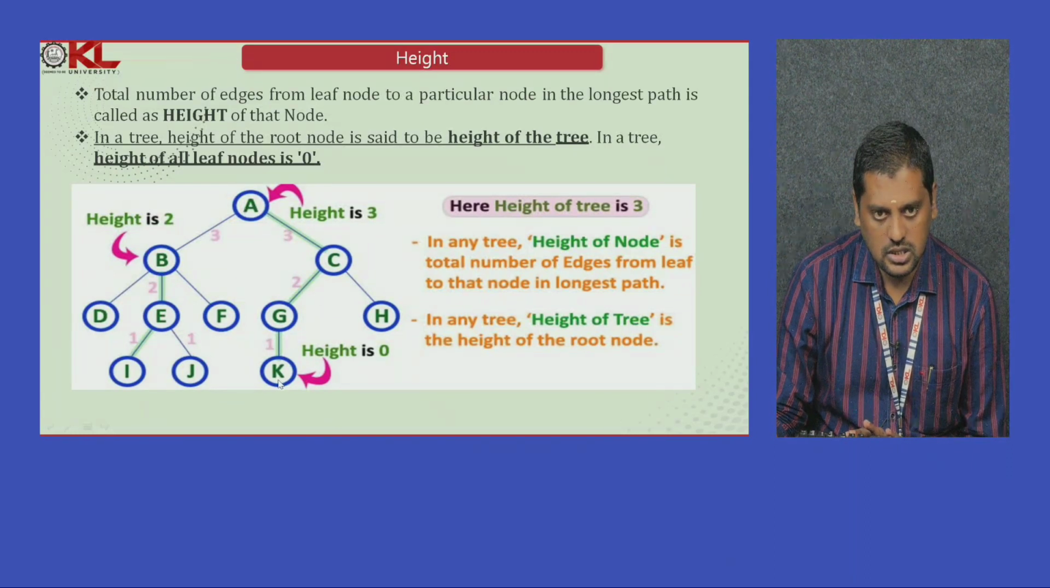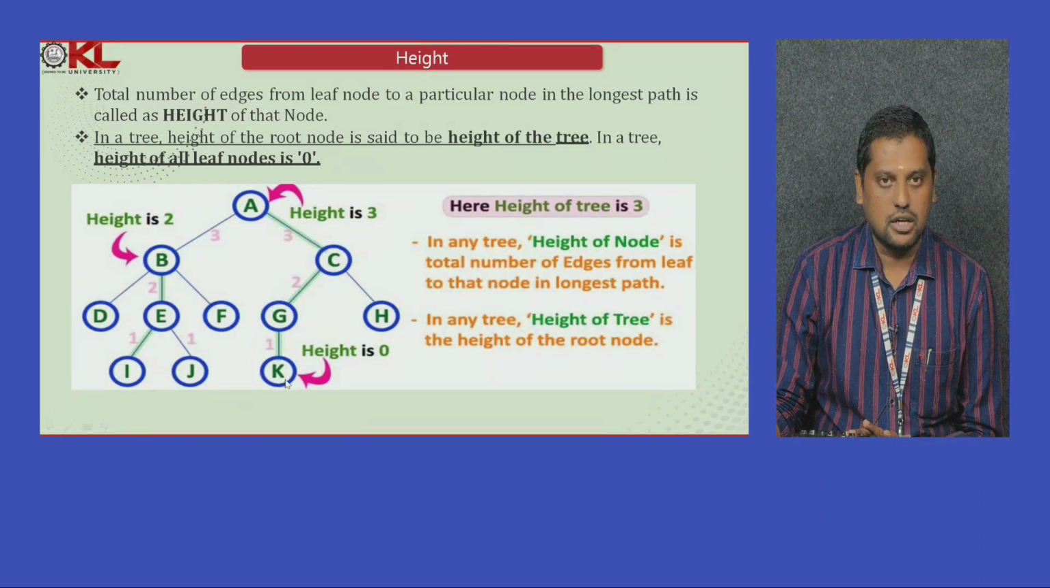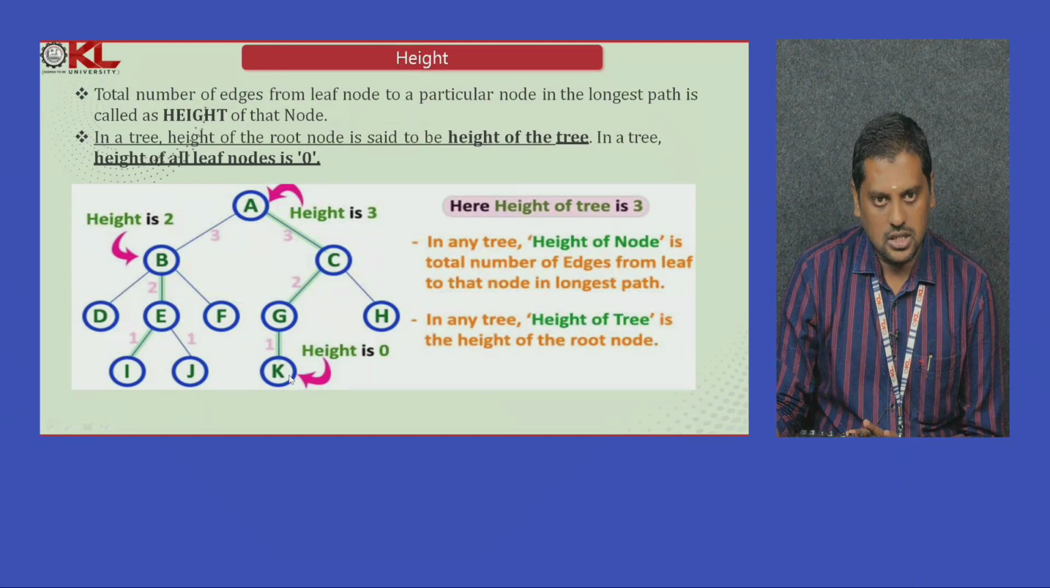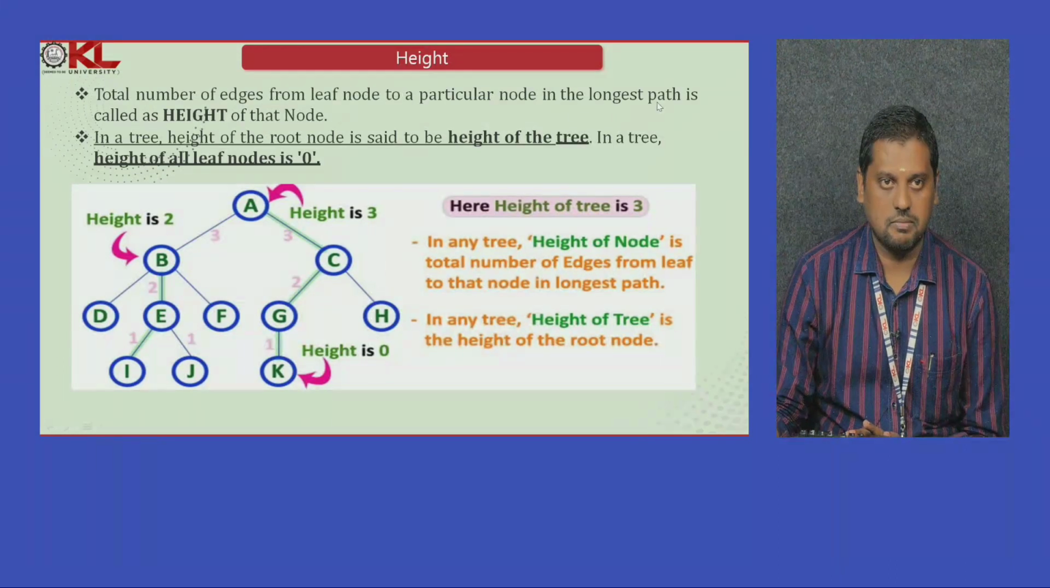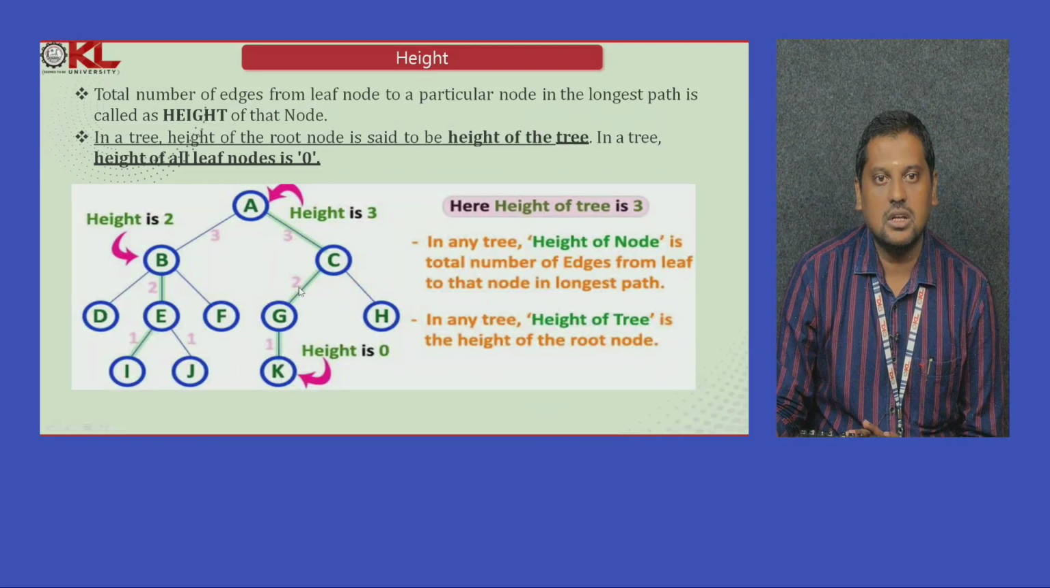Why? Because say I am taking the leaf node k here, which is a leaf node. From this leaf node, I need to calculate the total number of edges, that is, only in the longest path till that particular node. So from k to g, I have one edge, from g to c the second edge, and from c to a the third edge. So totally the height of that particular node is 3.